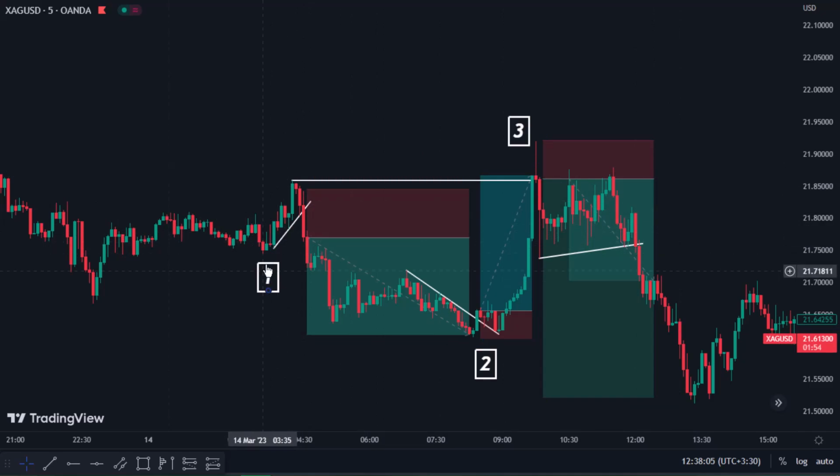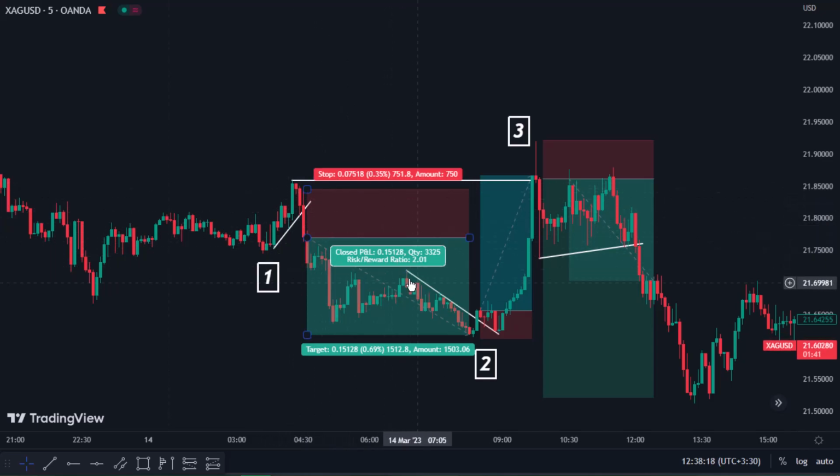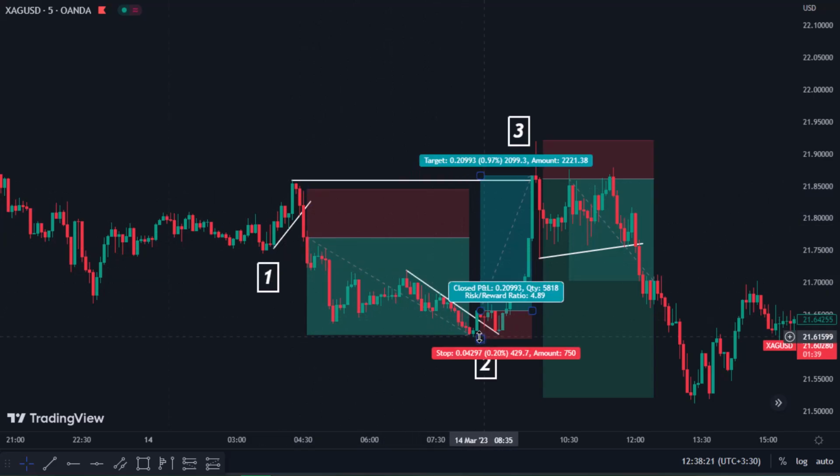As you can see, on the first position we did have this trend line with 3 touches, 1, 2, 3 touches. On the 4th time it was broken here, we could enter a sell position, put our stop loss above the candle, and it gives us something around risk to reward 2 here.